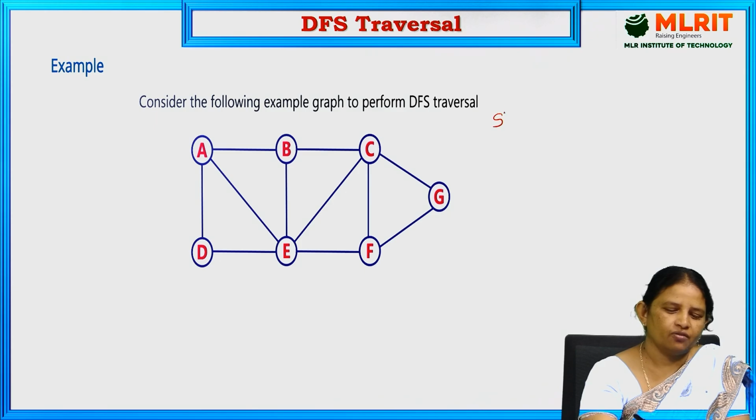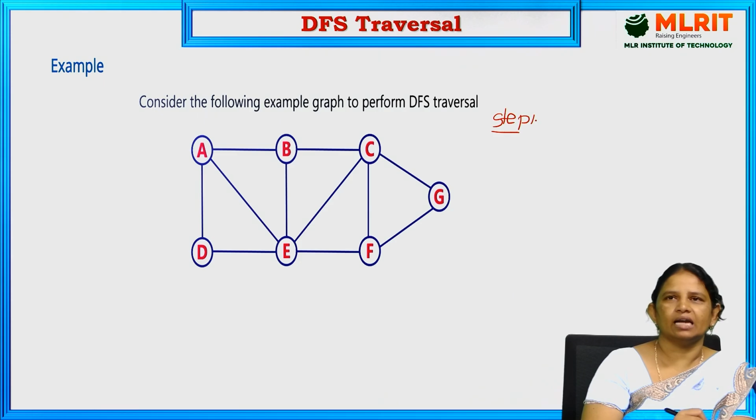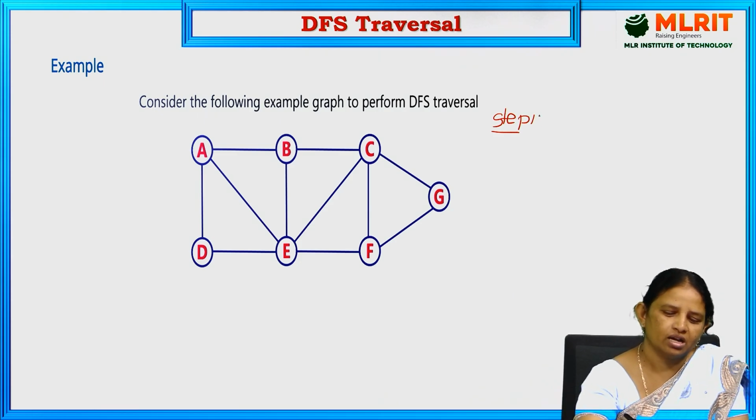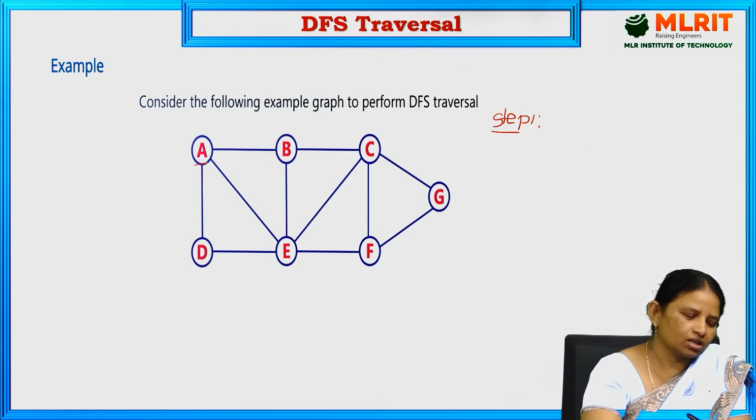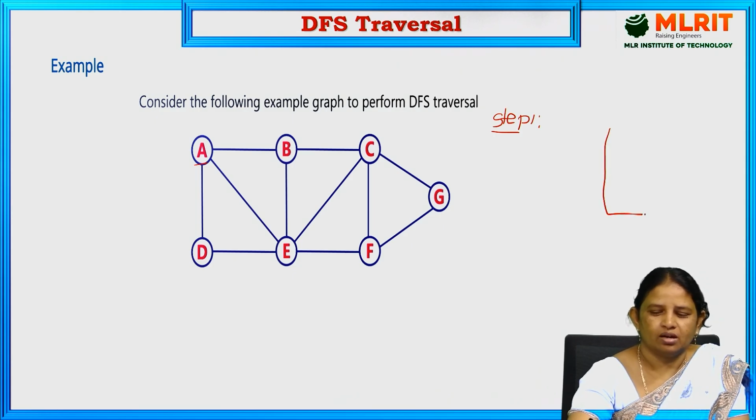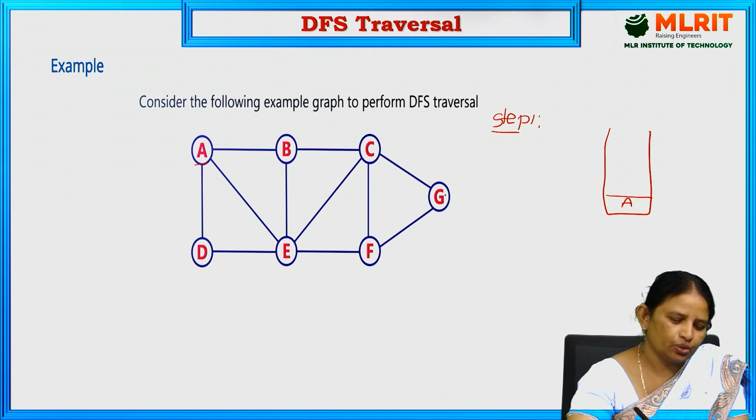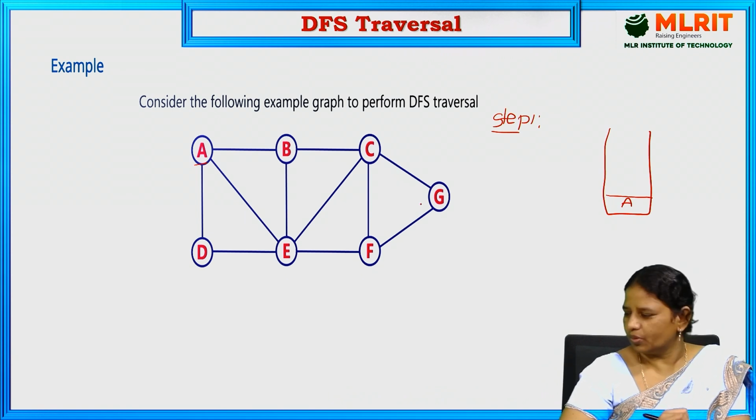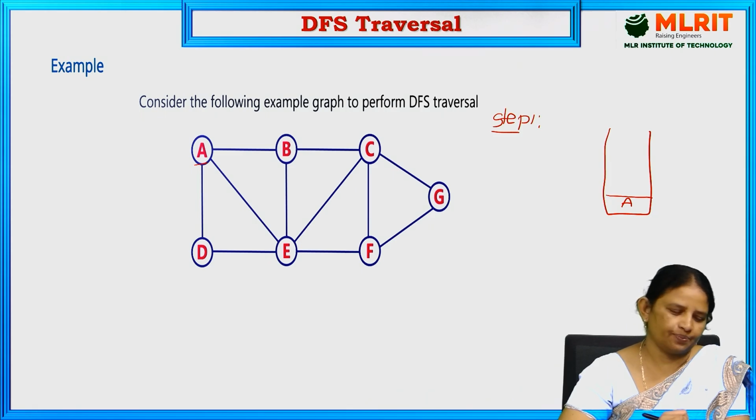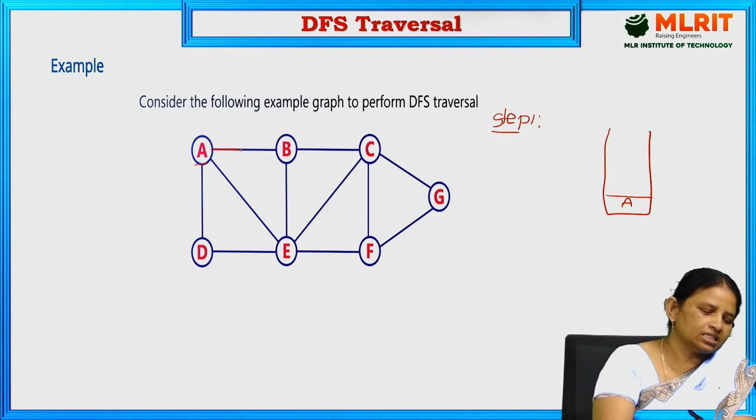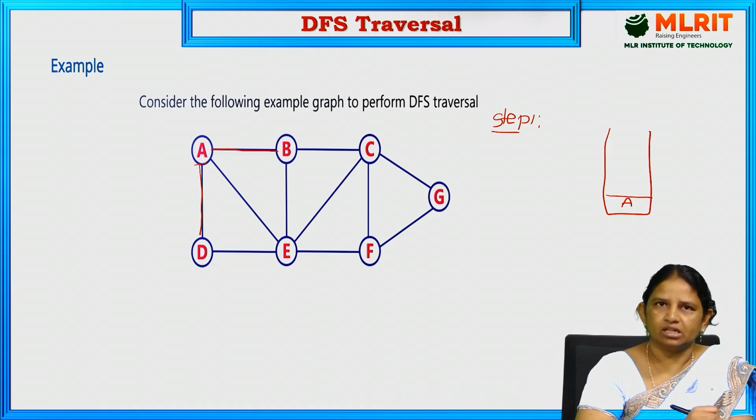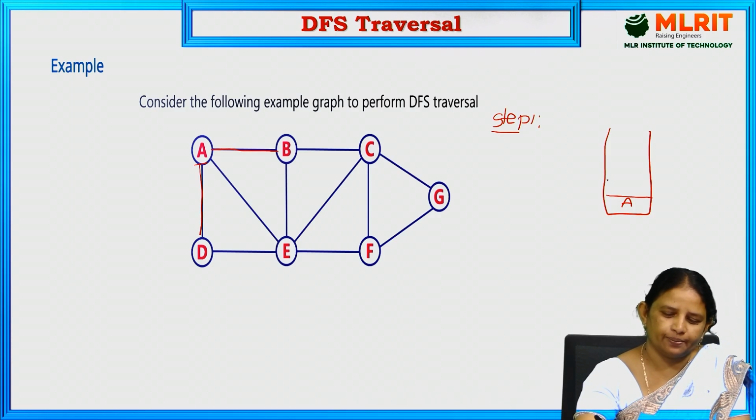Step 1, we use the stack for maintaining the list of elements which are pushed onto the stack. First we start the visiting process from A. A is pushed onto the stack. In total, how many elements are there? Total 7 elements are there. After A, what are the adjacent vertices? B and D are both adjacent. But we are going downward, so we give importance to D. D is pushed onto the stack.